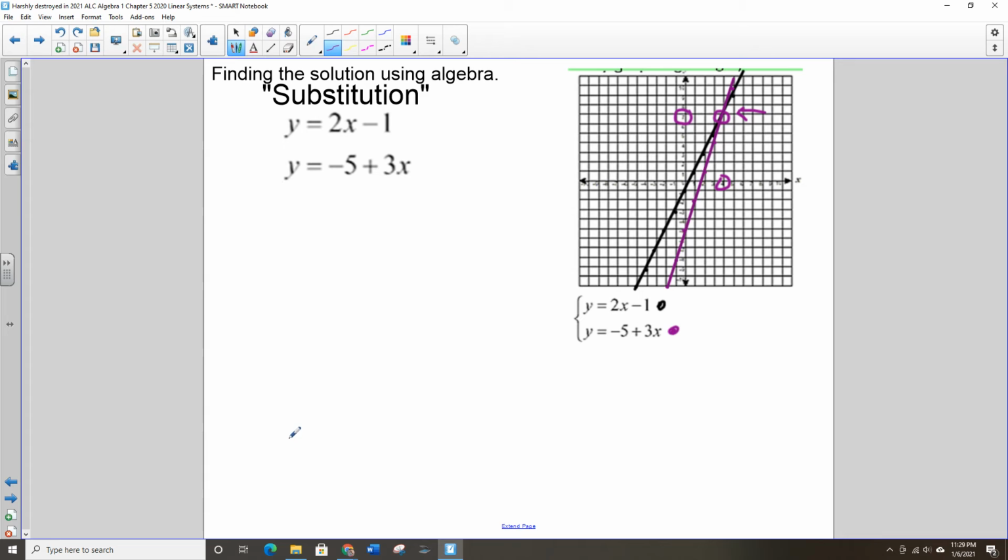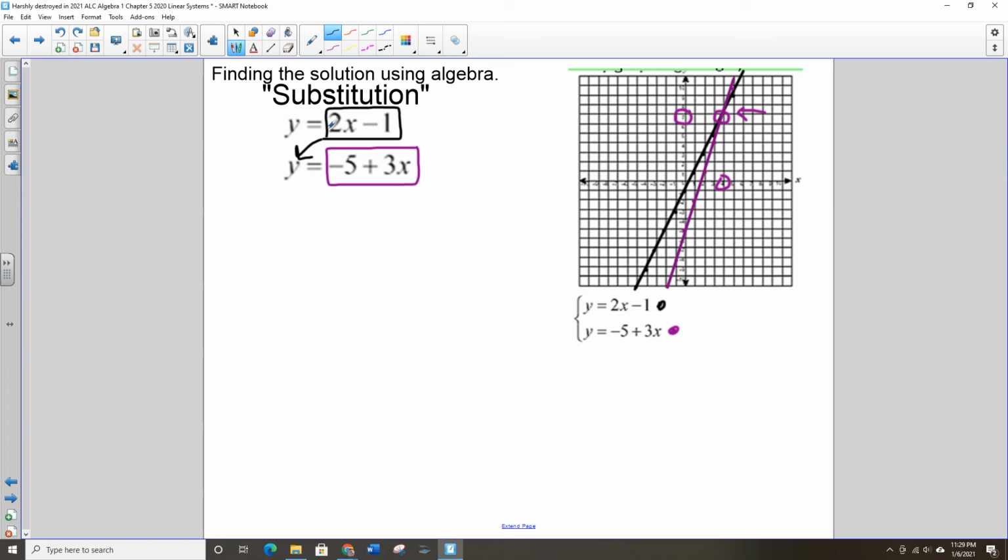Again, what I'm showing you is something called substitution. This is the system right here, and these are the equations for it. And then we're looking for this magic spot here where they cross. So we're going to say that this 2x minus 1 is the black line. And we're going to say that the negative 5 plus 3x is the purple one.